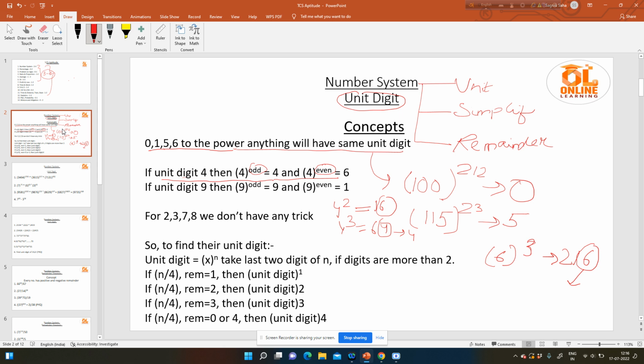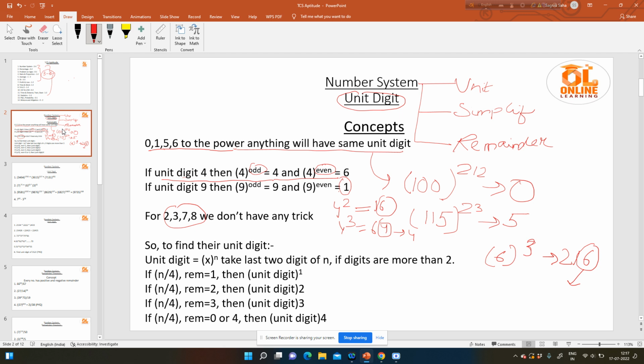Same way, if the unit digit is 9, then 9 to the power an odd number, if there is an odd power present, then we will receive the unit digit as 9. And if 9 to the power an even number is present, we will receive the unit digit as 1. Okay. For 2, 3, 7, 8, we don't have any trick. So how can we solve this type of questions?